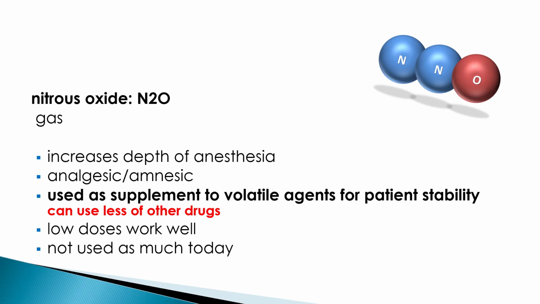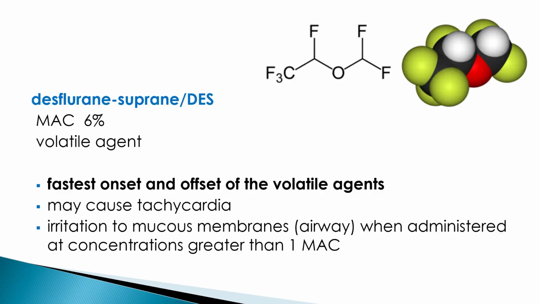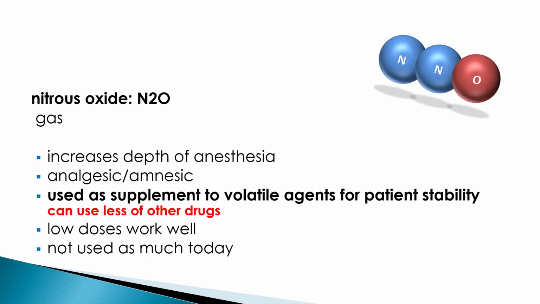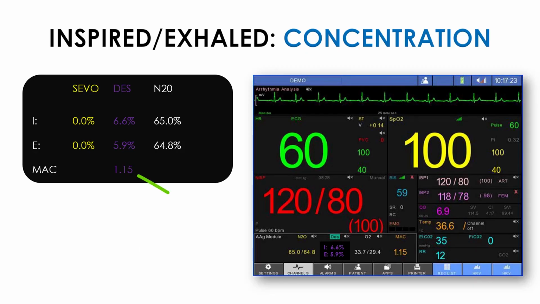Then we have nitrous oxide or N2O, and that's a gas, not a volatile agent. Nitrous was used almost on every case. What was good about nitrous is you turn that on so you can use less of other agents, so they wake up quicker. So it was more used as a supplement, and you'll still see it used today, but because Sevo and desflurane have those quick onset and offset qualities, they don't use nitrous as much anymore. What's nice about nitrous too is it gives you an amnesia quality as well, so they don't remember anything in surgery.